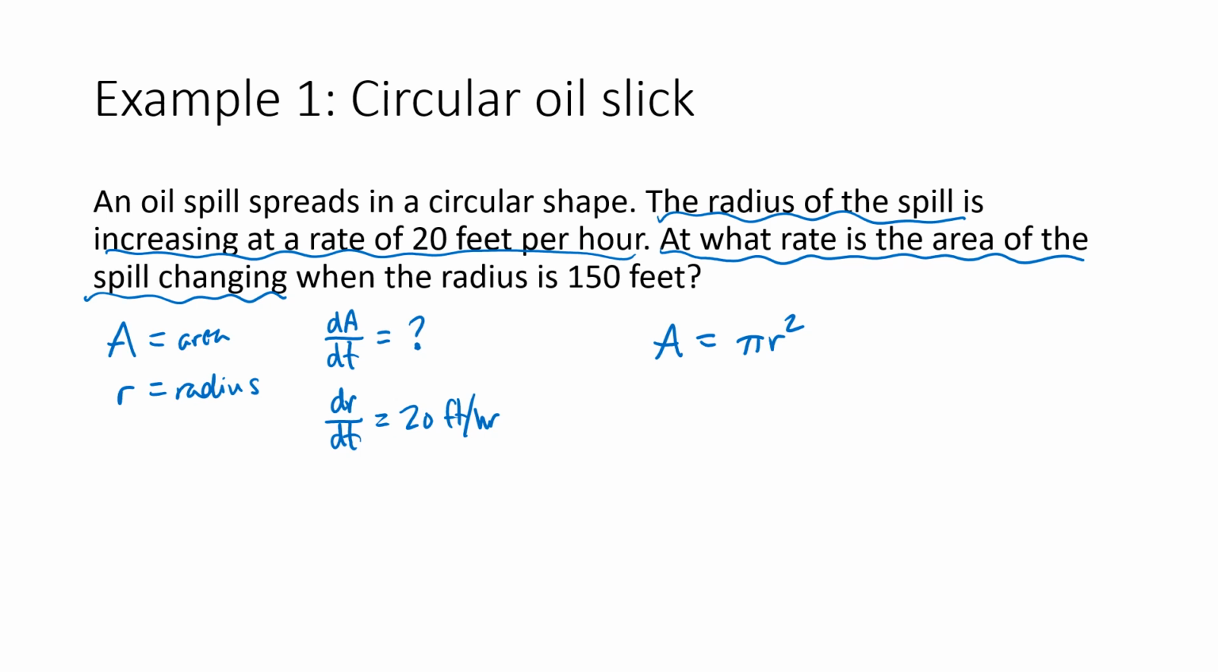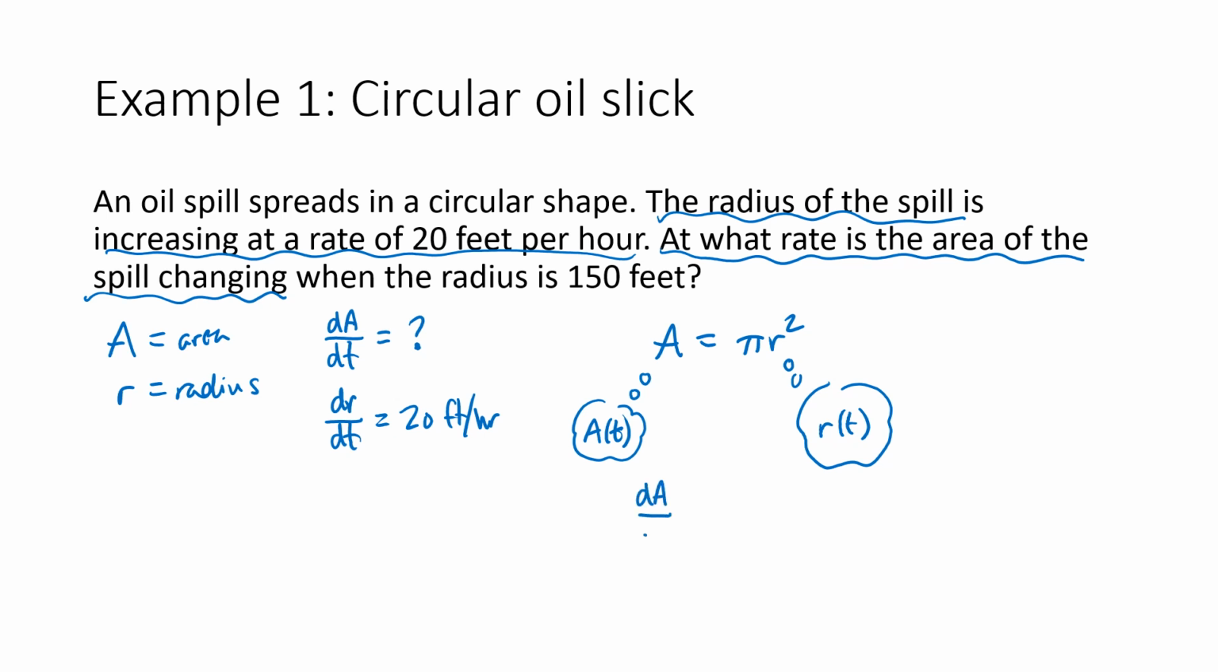What we're going to do is take the derivative of both sides. But we're not going to take the derivative in the normal way. We're going to think of area as being like A of t, and we're going to think of r as being like r of t, because both of these things are changing with respect to time. So we're going to take the derivative of both sides with respect to t. So it's going to be implicit differentiation.